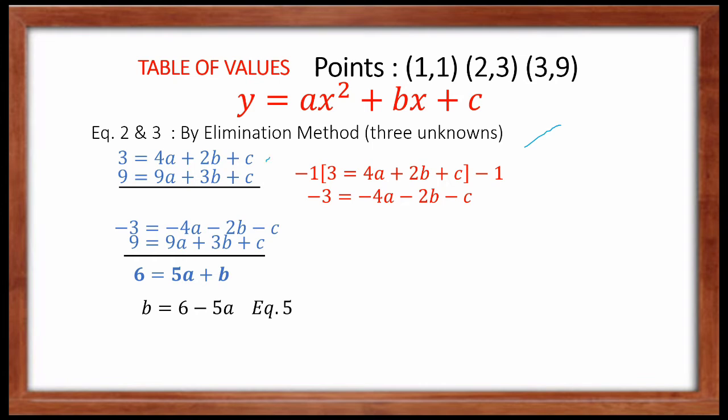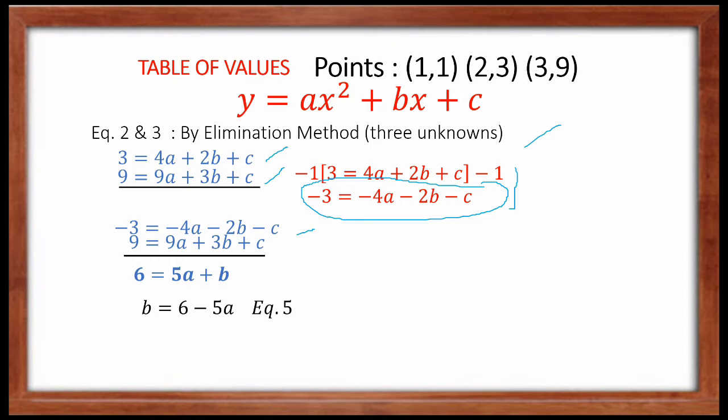Equation 2 ay 3 equals 4A plus 2B plus C at ang equation 3 natin ay 9 equals 9A plus 3B plus C. Since na-eliminate na natin kanina yung equation 2, yun pa rin ang ating gagamitin. Ibig sabihin ang ating equation na eliminated ay ito: negative 3 equals negative 4A minus 2B minus C. Okay, then copy the equation 3: 9 equals 9A plus 3B plus C.